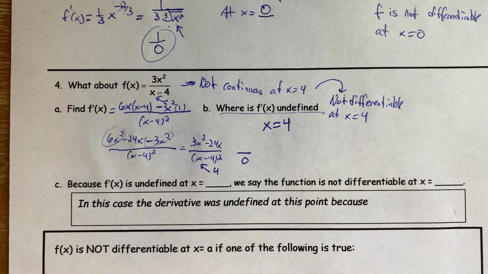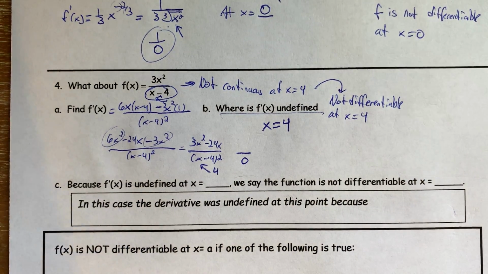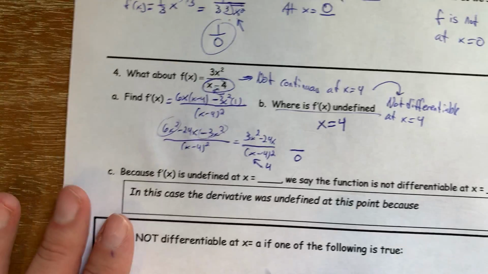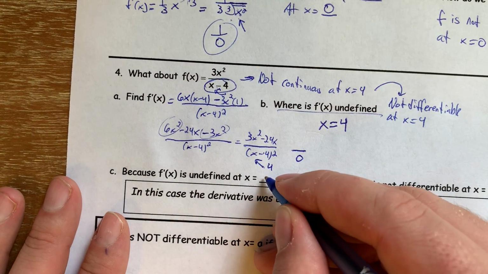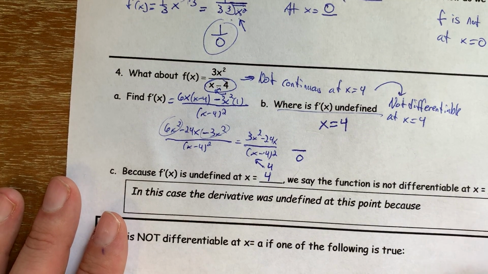It also has to be some other things. But if you see that a function is not continuous, you automatically know it's not differentiable. So if a function is not continuous, it's automatically not differentiable. So f prime of x is undefined at x equals 4. We say this function is not differentiable at x equals 4.